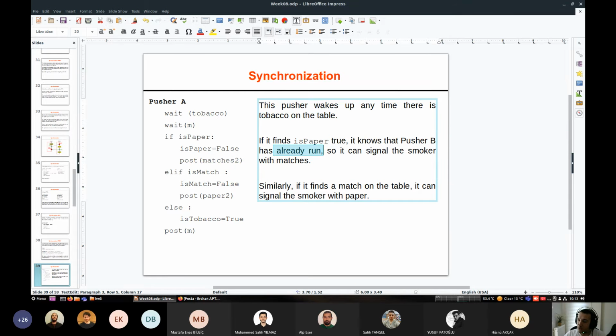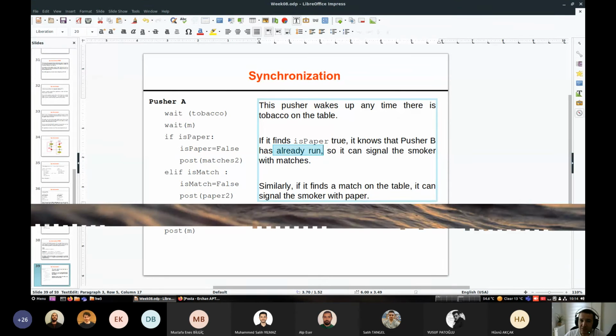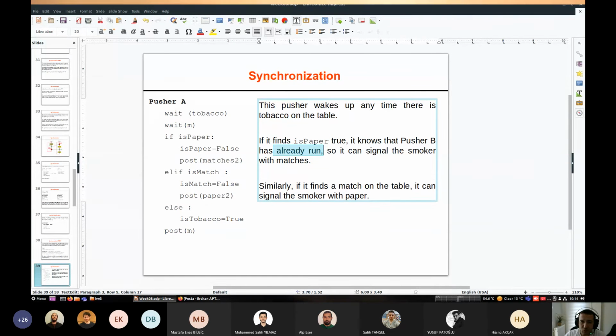Now, if this paper is true, that means pusher B, which was waiting for paper, has already run. And it calls post matches. It signals the smoker with the matches, which means that in that case, why does it signal the smoker with the matches? It sets its paper to false.